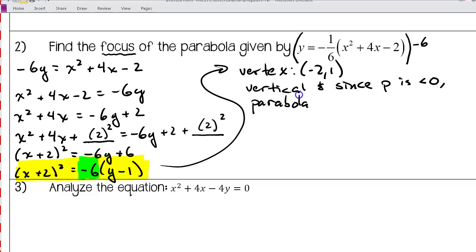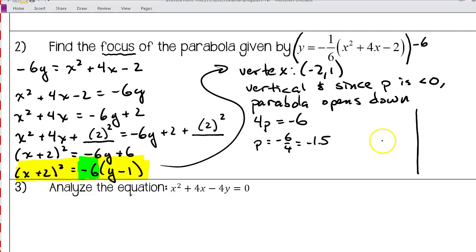the parabola opens down. Okay, and I know that my 4p is equal to -6, which means that p is equal to -6/4, which is -1.5. Now, I will almost always make a graph and just figure everything out from the graph. So I'm going to start with my vertex at -2, 1. So here's my vertex. I know it's going to open down, so I'm just going to sketch something in.